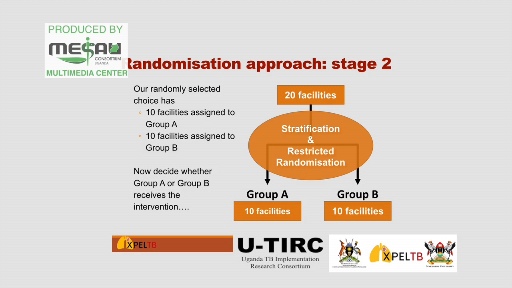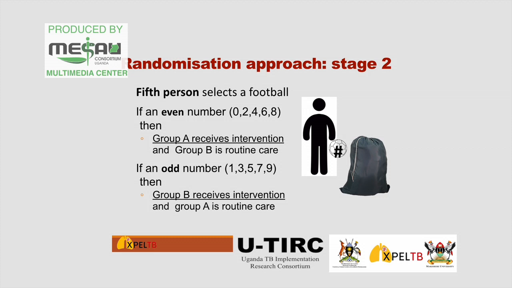How are we going to do that? Again, we're going to do that in a random manner. We have our fifth person who selects a football, one football, and shows us the number on it. If it's an even number, so 0, 2, 4, 6, 8, then Group A receives the intervention and Group B is routine care. However, if the number selected is odd, so 1, 3, 5, 7, and 9, then Group B will receive the intervention and Group A is the routine care. That's stage two of our randomization. We'll then know whether Group A is the intervention or whether Group B is the intervention.